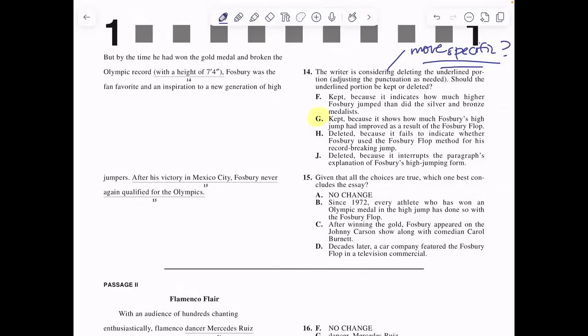Which one concludes the essay? After his victory in Mexico City, Fosbury never again qualified for the Olympics. That really doesn't feel like ending on a high note. This whole thing is about how this high school athlete came up with his own technique and went to the Olympics. He won a gold medal. Like, that's pretty cool. I'm not going to end on such a sad, depressing note. This has nothing to do with it. I would do a B, because it's progressing forward. It's looking forward. It's talking about the Fosbury Flop, which was like the title of our little passage here.